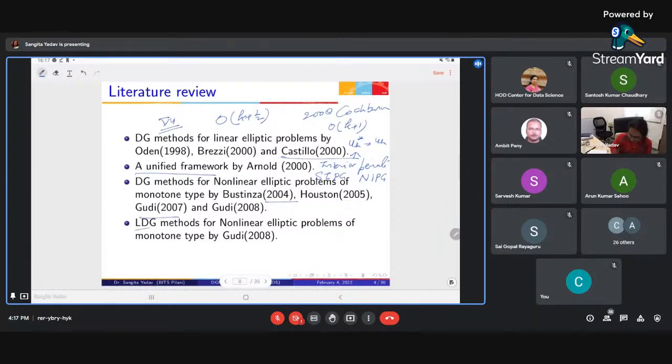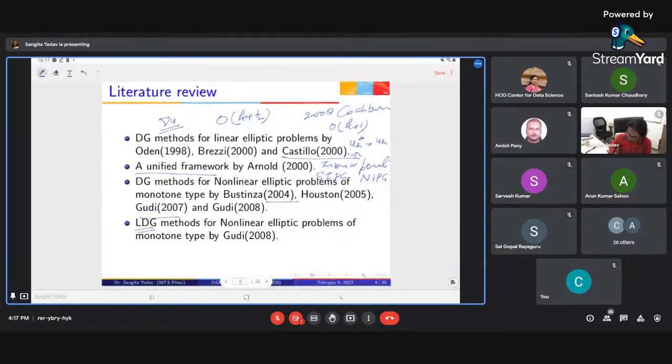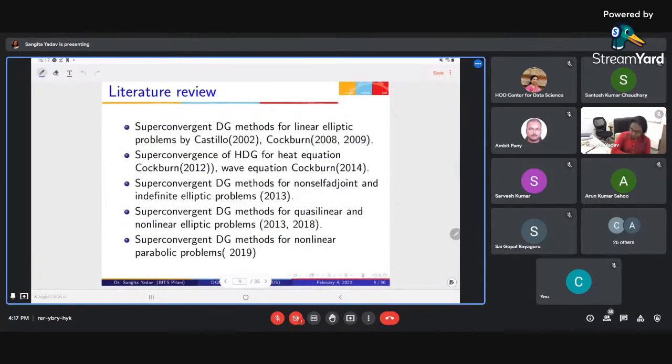So what is happening in the LDG method? The fluxes which we have are chosen in such a way that you can remove one of the variables. That is what I discussed: in 2008 Cockburn could prove that for the gradient we can have a rate of convergence of k plus 1, and they called it a superconvergent DG method.